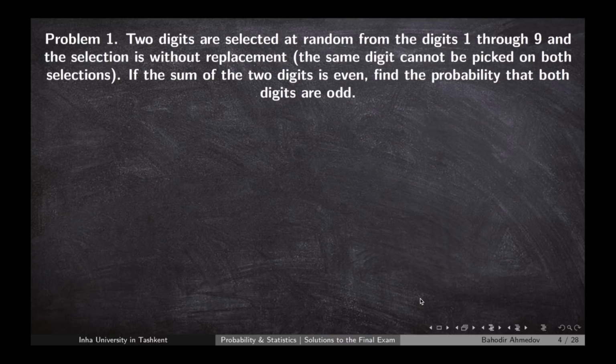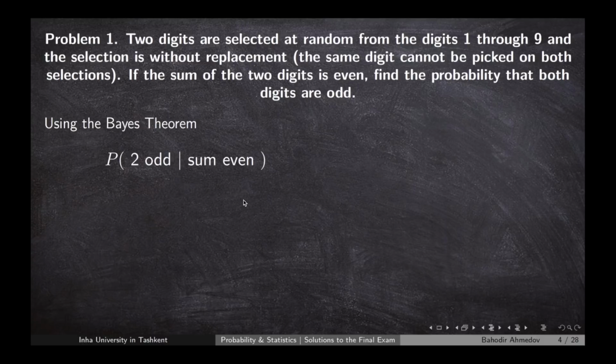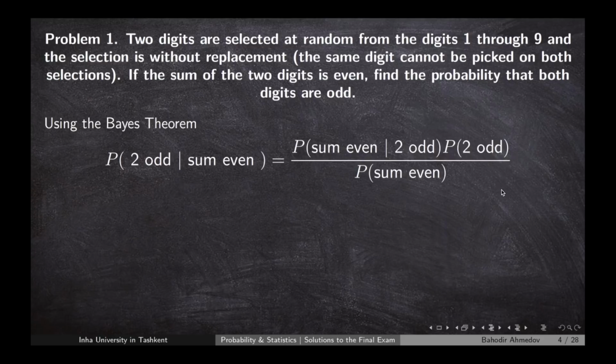So we can solve the same problem using the Bayes theorem. According to the Bayes theorem, if I would like to find a conditional probability that the sum is even, what is the probability that 2 digits are odd if the sum is already even? I can evaluate this using this formula. So I just need to evaluate these 3 probabilities.